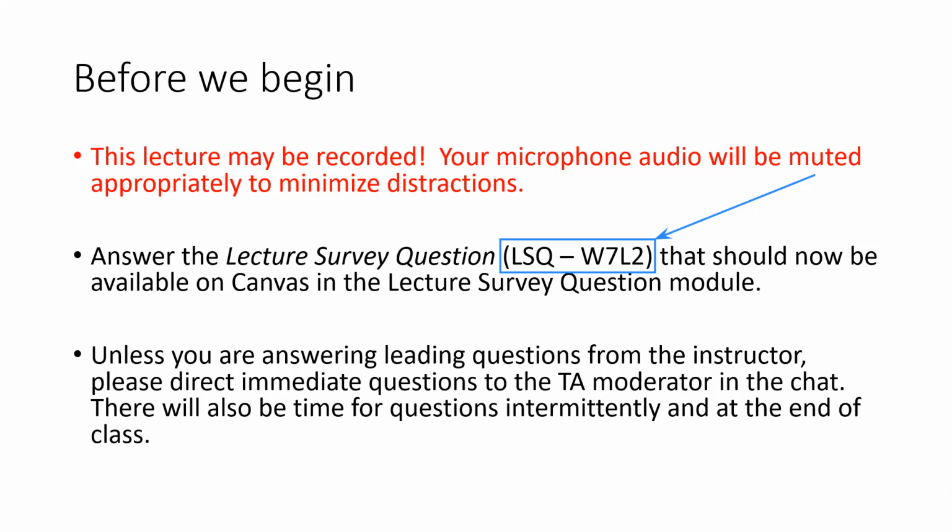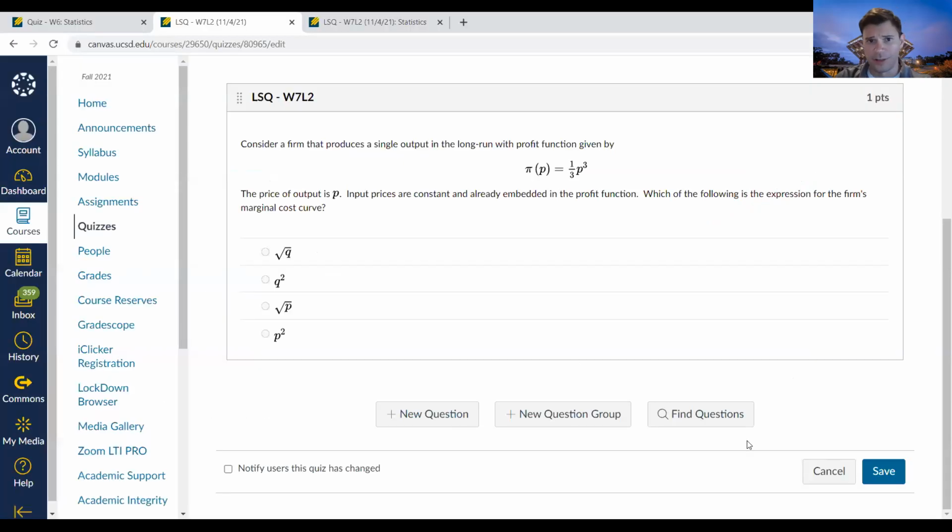All right, let's go ahead and kick things off with the LSQ today, which it looks like about a third of the class, a third of respondents, had answered correctly. The question says, consider a firm that produces a single output in the long run, assuming no fixed cost here, with profit function given by pi of p equals 1/3 p cubed. The price of output is P, and input prices are constant and already built into that profit function. The question is, which of the following is the expression for the firm's marginal cost curve?